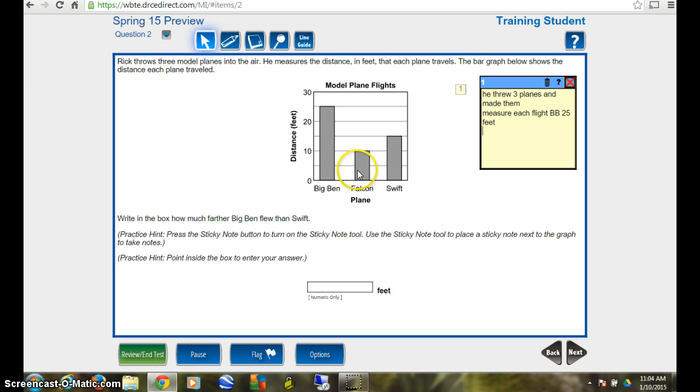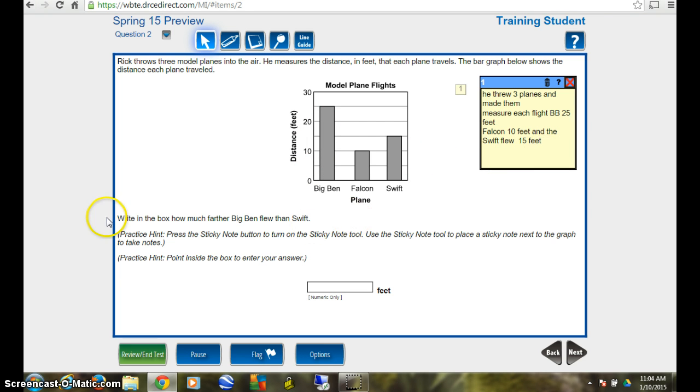The Falcon flew 10 feet, and the Swift flew how many feet? Here we go. 5, 10, 15. See, these go up by tens, but so this is a 5. Each one of these increments, or these lines here, are at 5, 10, 15, 20. So the Swift flew 15 feet.